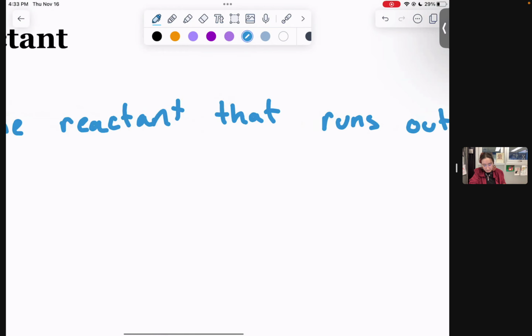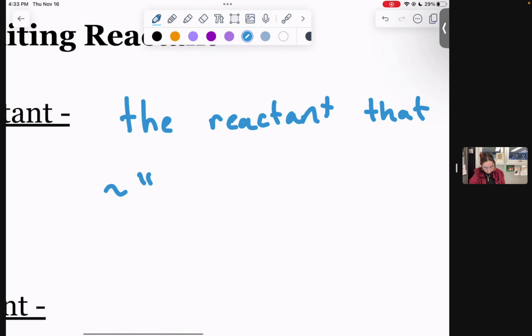AKA it's the one that is going to limit the amount of product we're actually able to make.